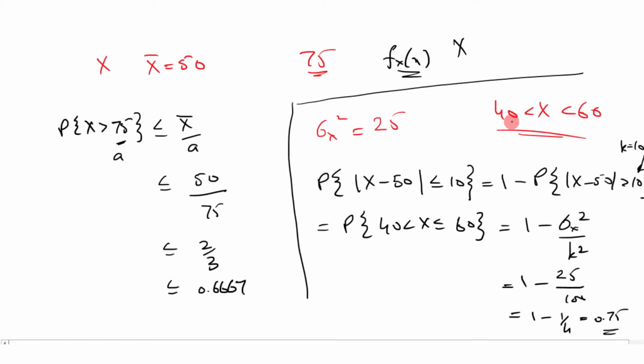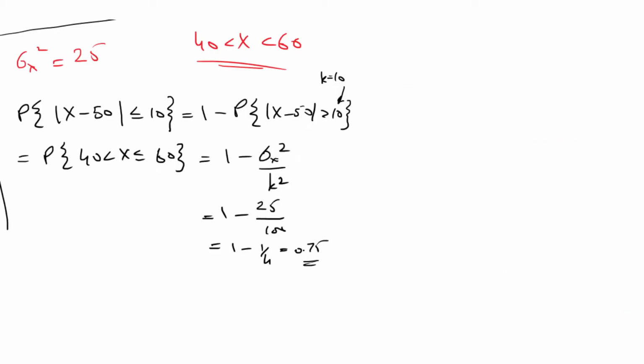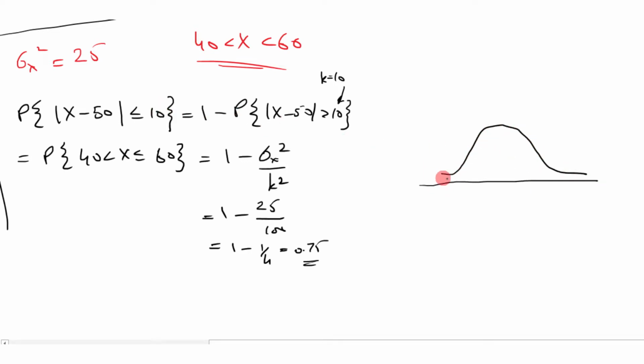So the probability that production atoms lie between 40 to 60 is 0.75. Now let us try to understand this Chebyshev inequality graphically. Let's suppose we have a density function for this problem that looks like this. It is a totally hypothetical density function because we don't know what the density function exactly is. That's why we are using the Chebyshev inequality.